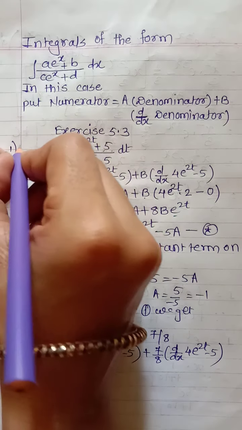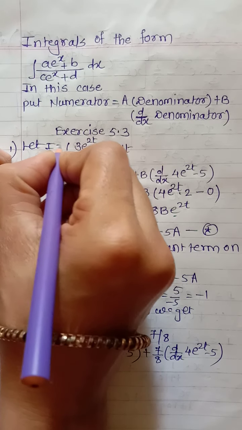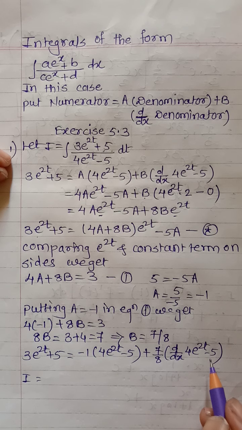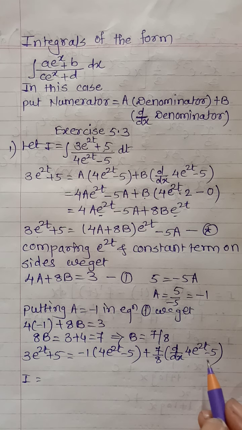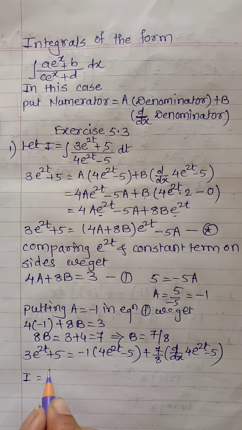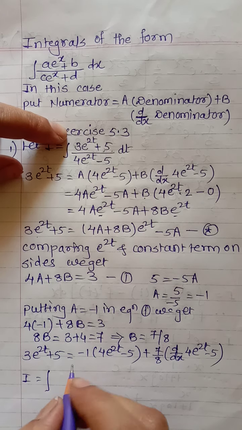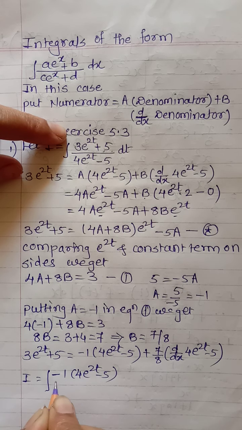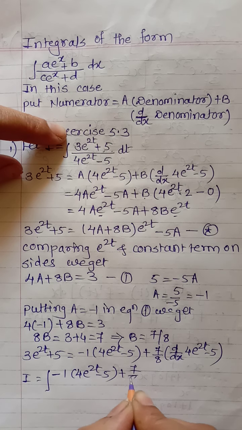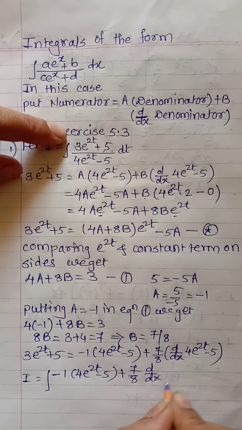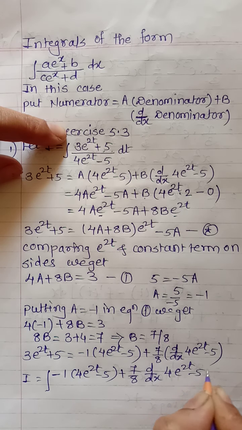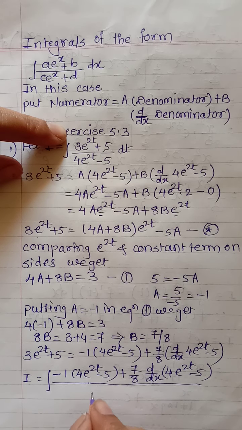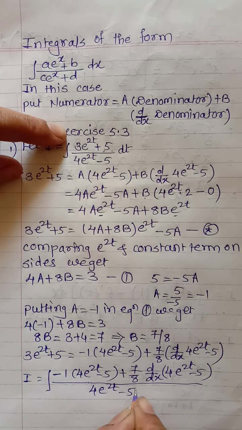Okay, suppose this is your I, so let I be equal to, and this is the numerator of I. Now go to our question. Our question is what? I is equal to, now here instead of the numerator we write this term: -1 (4 e^(2t) - 5) plus 7 upon 8 into d by dt of (4 e^(2t) - 5), and whole is divided by 4 e^(2t) - 5.